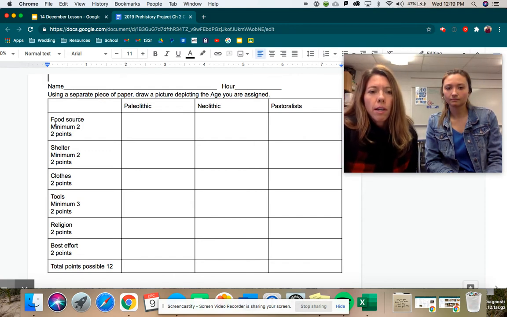How would the Paleolithics find shelter? What would they use? What is their technique? How do they stay dry? How do they stay warm? How about clothes? What did they wear? What did they stay cozy with?